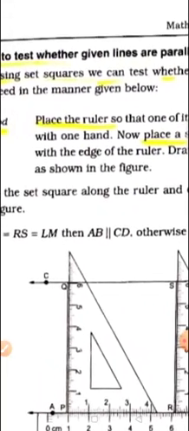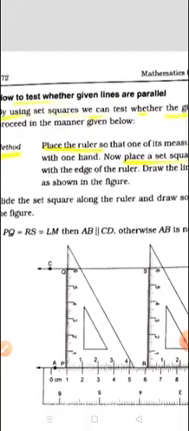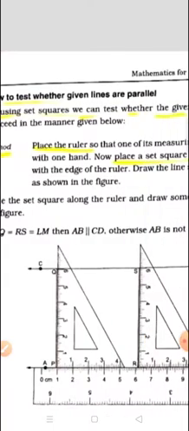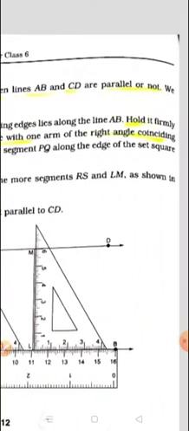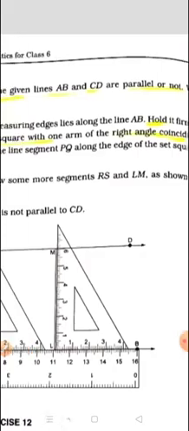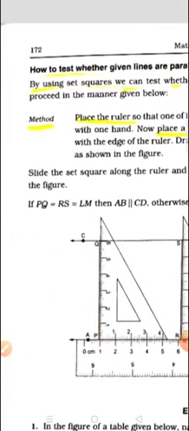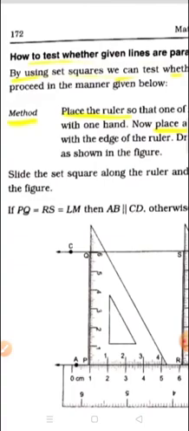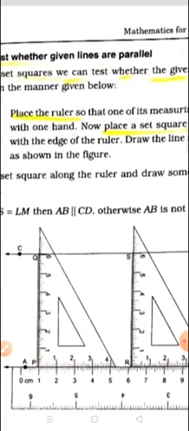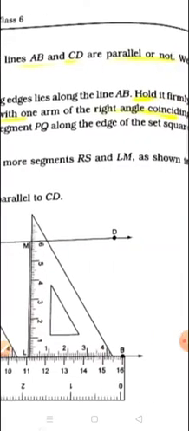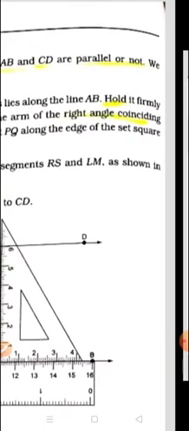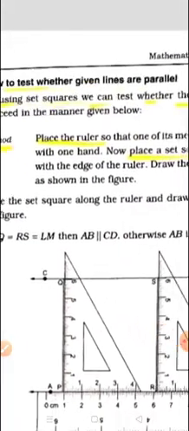How to test whether given lines are parallel? By using set squares, we can test whether the given lines AB and CD are parallel or not. We proceed in the manner given below. Method: place the ruler so that one of its measuring edges lies along the line AB. Hold it firmly with one hand.